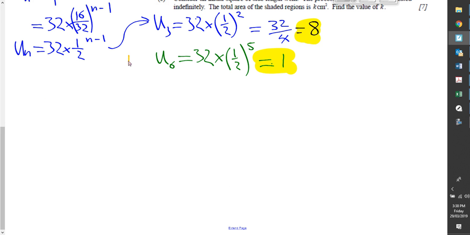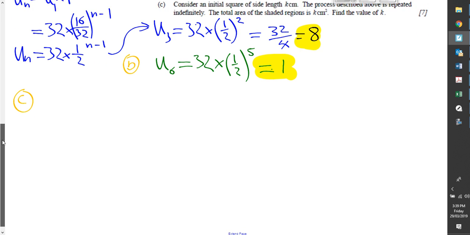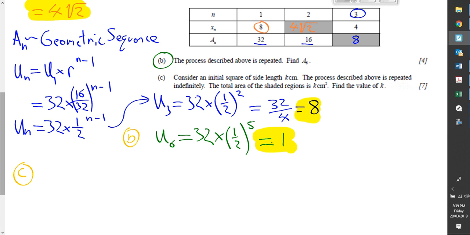so that was part B, and now let's have a look at part C. Now part C says consider an initial square of side length k centimetres. The process described above is repeated indefinitely. It's repeated indefinitely. We've got a sequence being repeated indefinitely, so I'm thinking of an infinite series. The total area of the shaded region is k centimetres squared. Find the value of k.